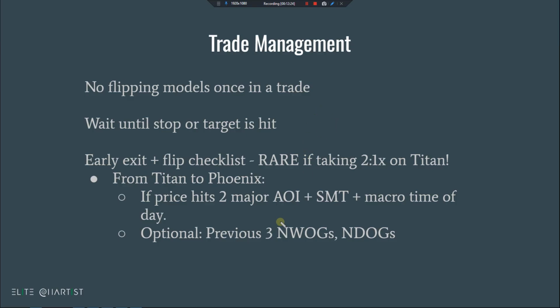I need a lot of things to happen at the same time. Maybe two major areas of interest at the same time, or maybe one major area of interest plus SMT plus macro time of day, all happening as a huge red flag that Phoenix is going to be in play and come all the way back on me, and you know the Titan's going to get stopped out. Again, I have these as potential areas. I have not really used that much because I'm trying to keep it super simple.